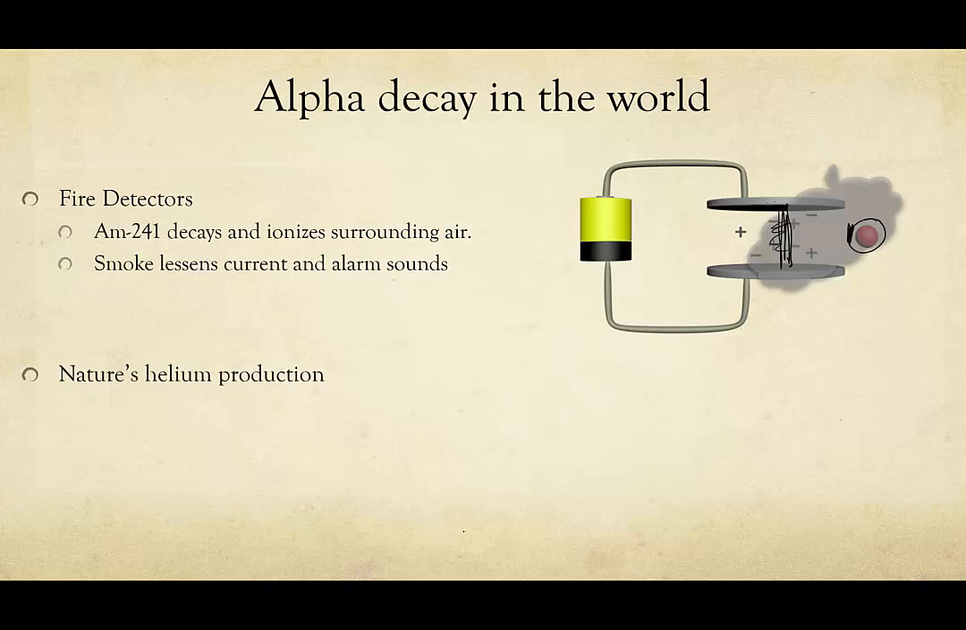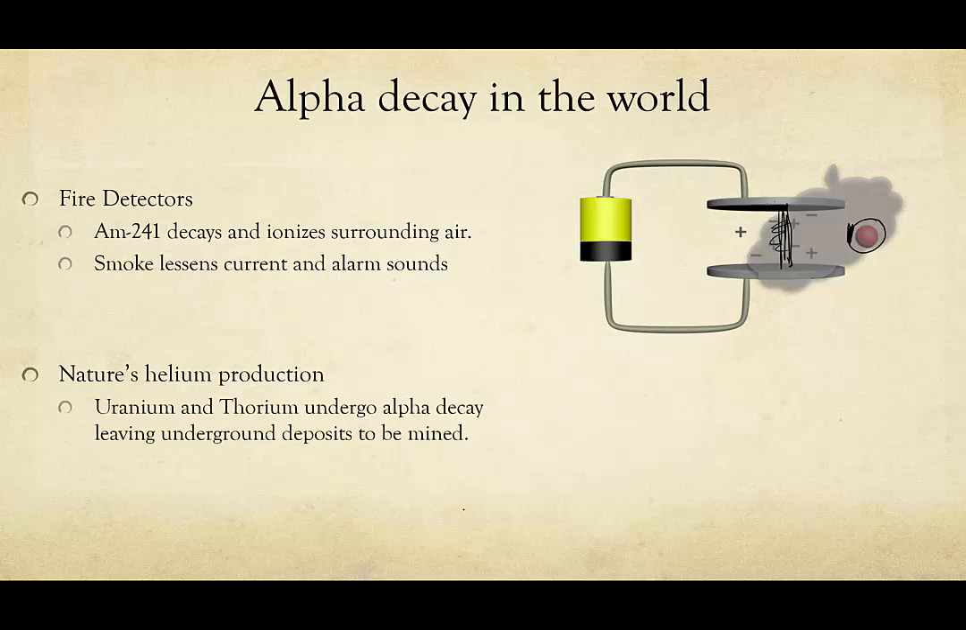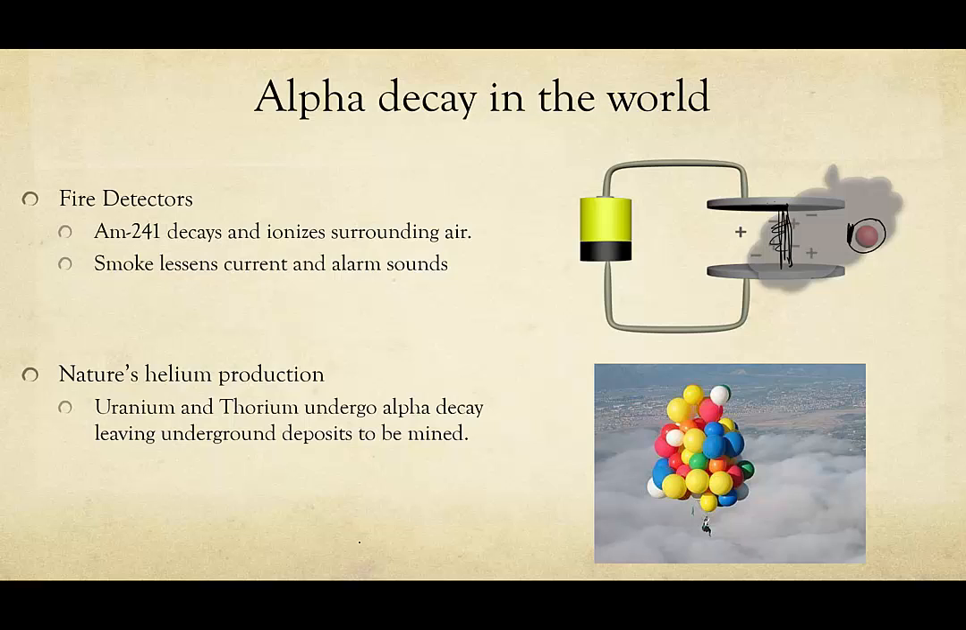Another place that we see this is naturally occurring alpha decay in the ground. There are areas of the world that have large uranium and thorium deposits, and these large uranium and thorium deposits naturally undergo alpha decay. When they undergo alpha decay, the helium actually ends up stuck in the ground effectively. And this is what actually allows us to get helium, because we mine it out of the ground, which may seem weird considering that it is a gas. However, this is actually where we get most of our helium from.